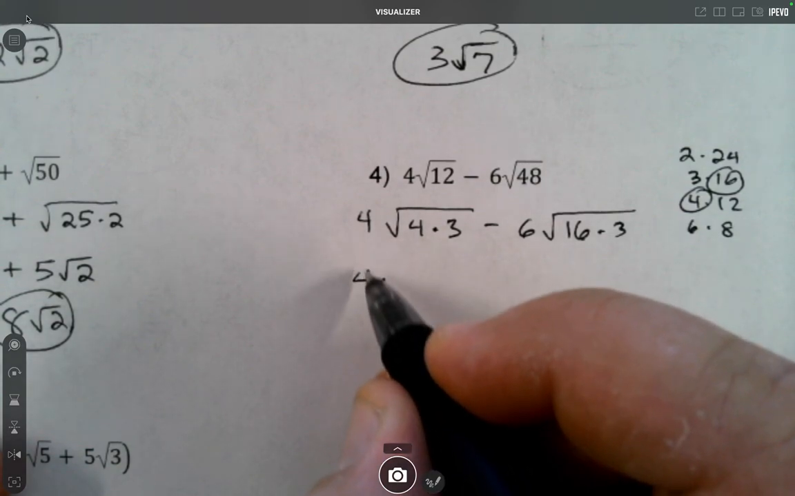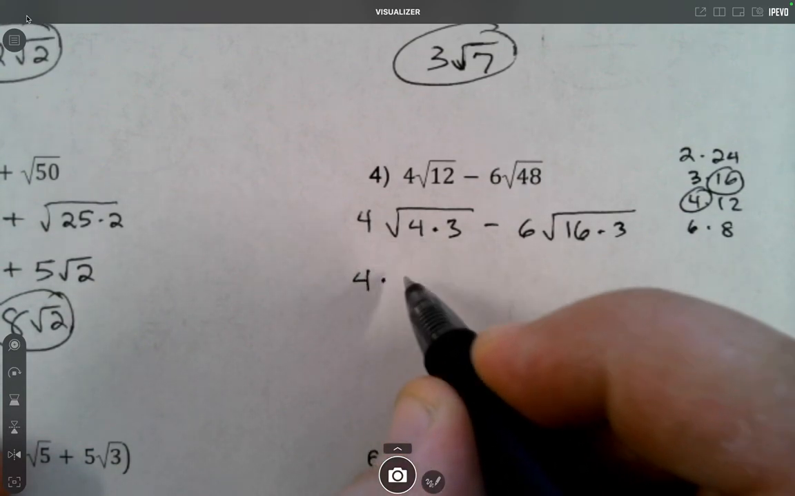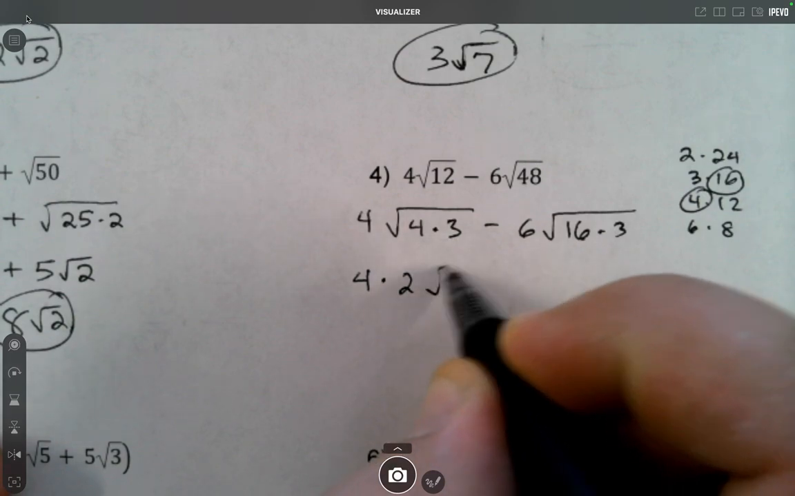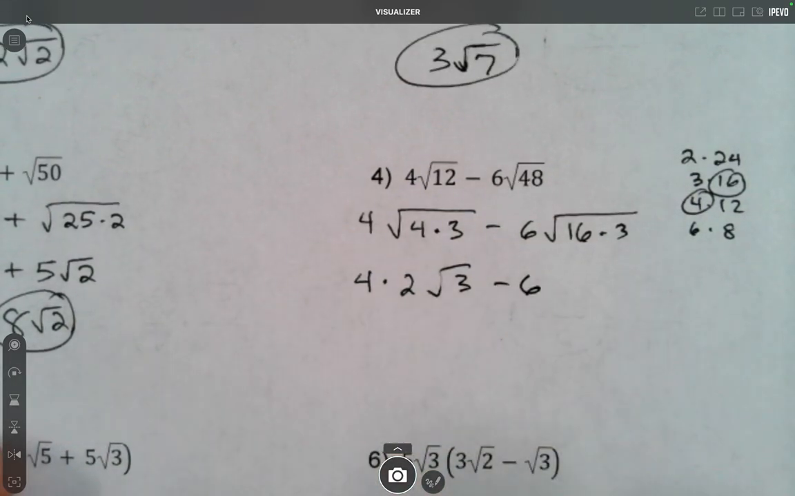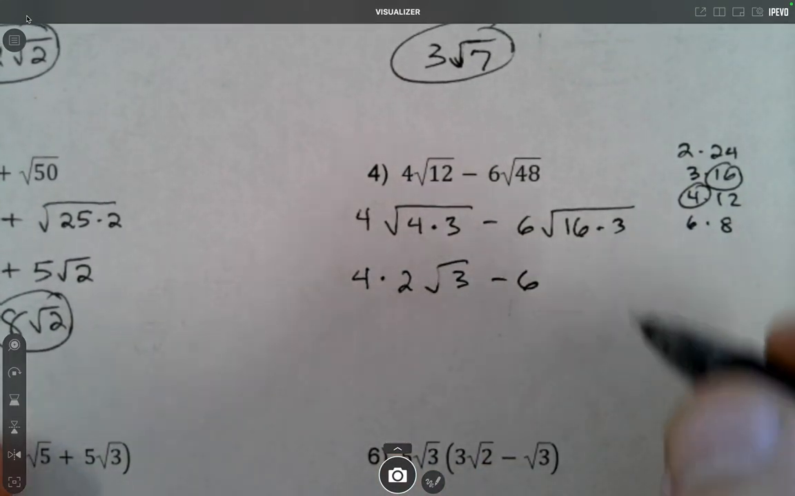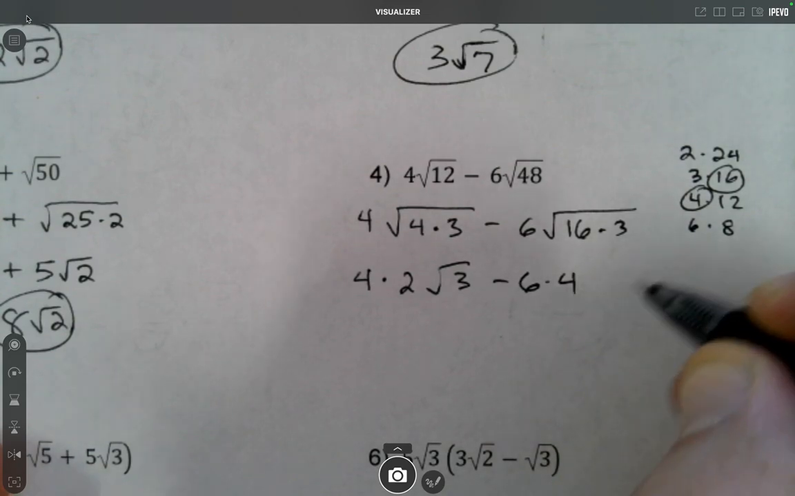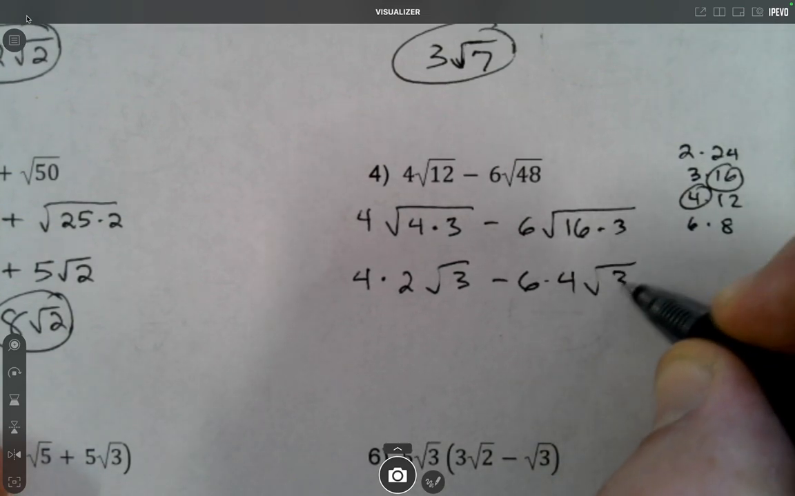So I'm just rewriting this 4. Square root of 4 is 2. The 3 is not a perfect square, so it stays inside. Just rewriting this 6. The square root of 16 is 4. That 3 is not a perfect square, so it stays inside.